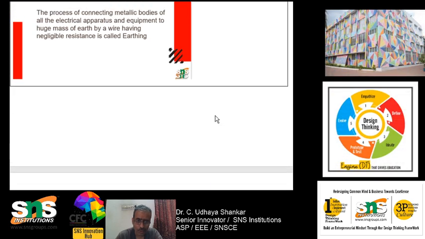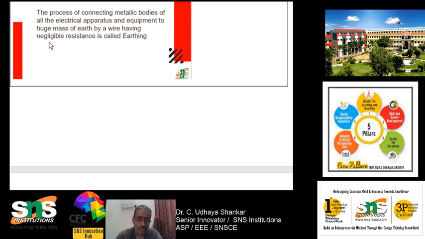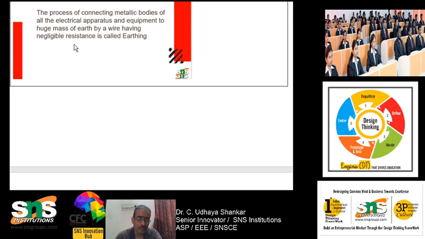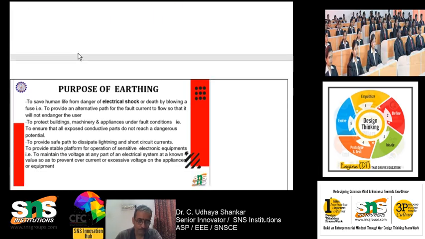So what is earthing? The process of connecting the metallic bodies of all the electrical apparatus and equipment to the huge mass of earth by a wire having negligible resistance is called earthing. The negligible resistance should be less than 2 ohms. As you all know, our earth is a huge source of electrons. Once you connect the wire to the earth, whatever electrons are flowing due to faults will be directed towards the earth itself, because the earth will always absorb the electrons, and because of this the electricity will not pass through us and we can be safe.